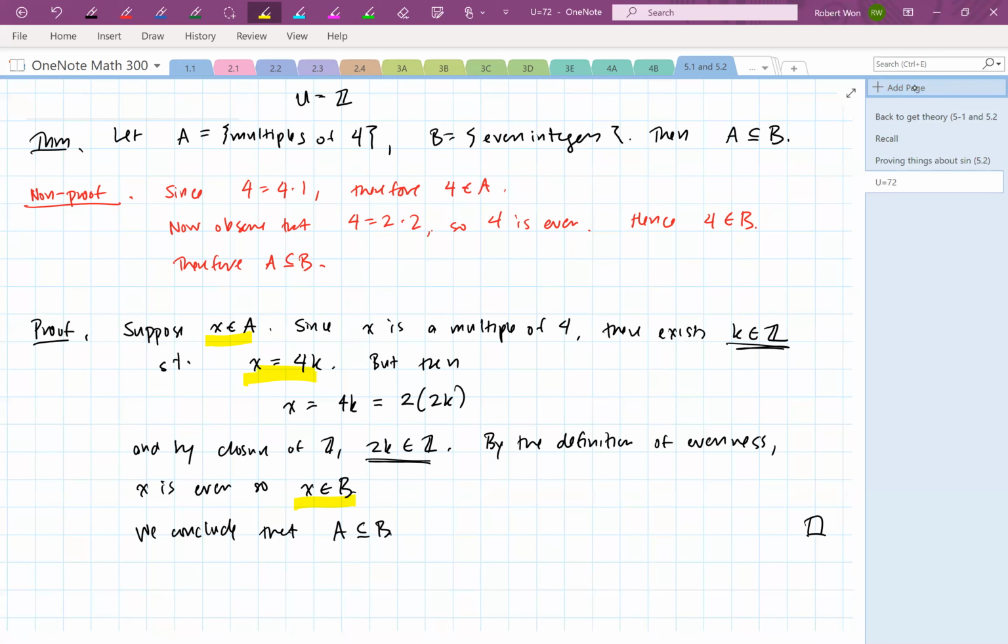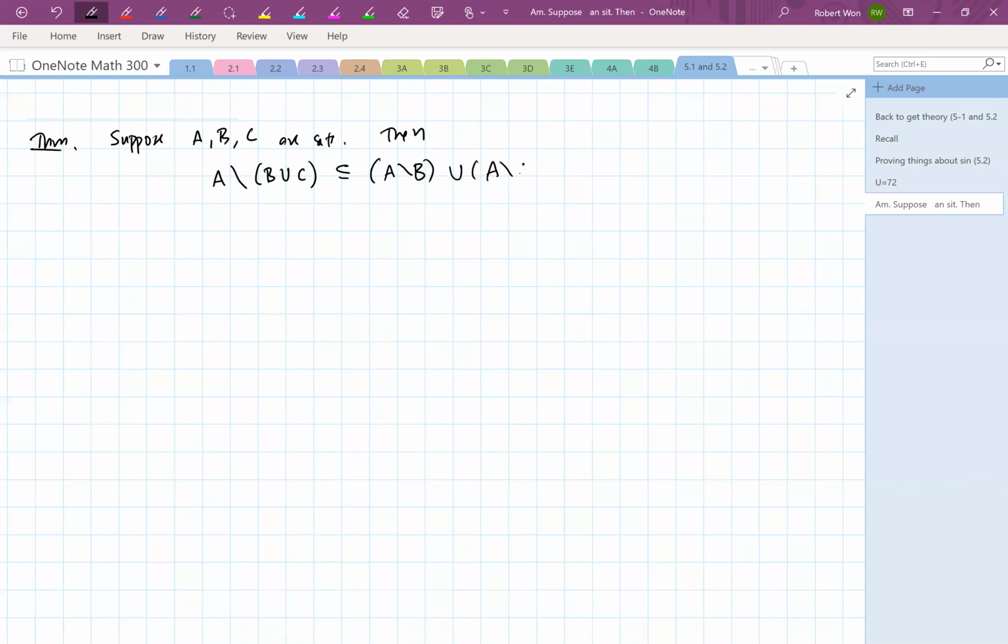Okay, let me give you another example, another proof. Suppose that A, B, and C are sets, subsets of some universal set. Then I claim that A minus (B union C) is a subset of (A minus B) union (A minus C). Okay, I will prove this for you. And the proof is just an element chase.